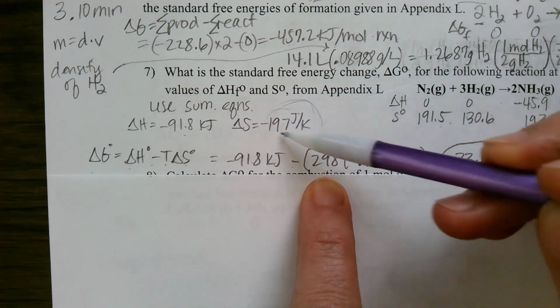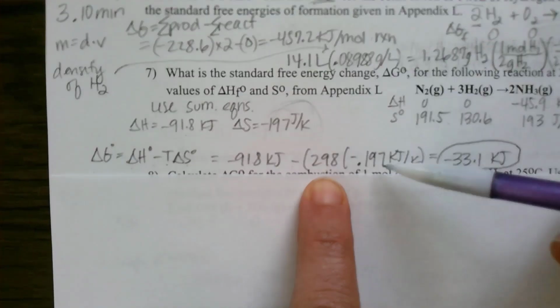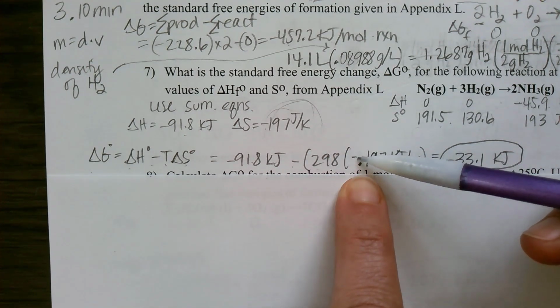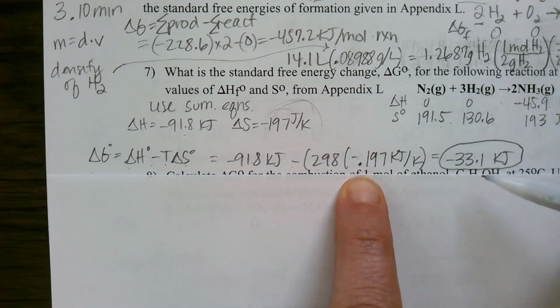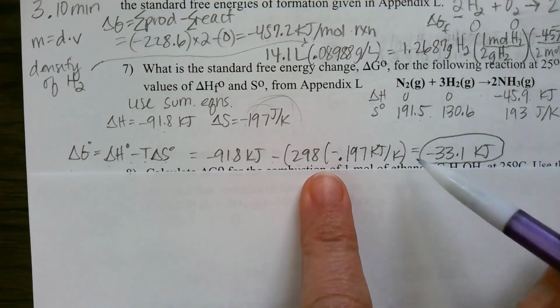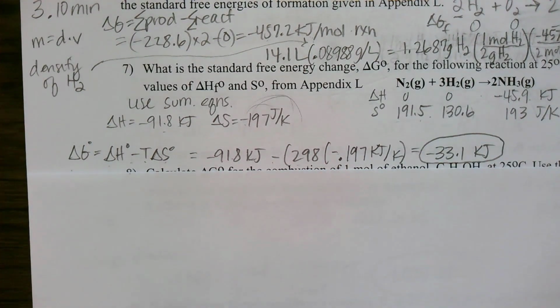Notice that my S entropy is in joules. Let's make it kilojoules, so I'm going to move my decimal point back 3 spots. So T times S, make sure that S is in kilojoules, because we want G in kilojoules. Once you plug that in, check your math and see if you got negative 33.1 kilojoules.